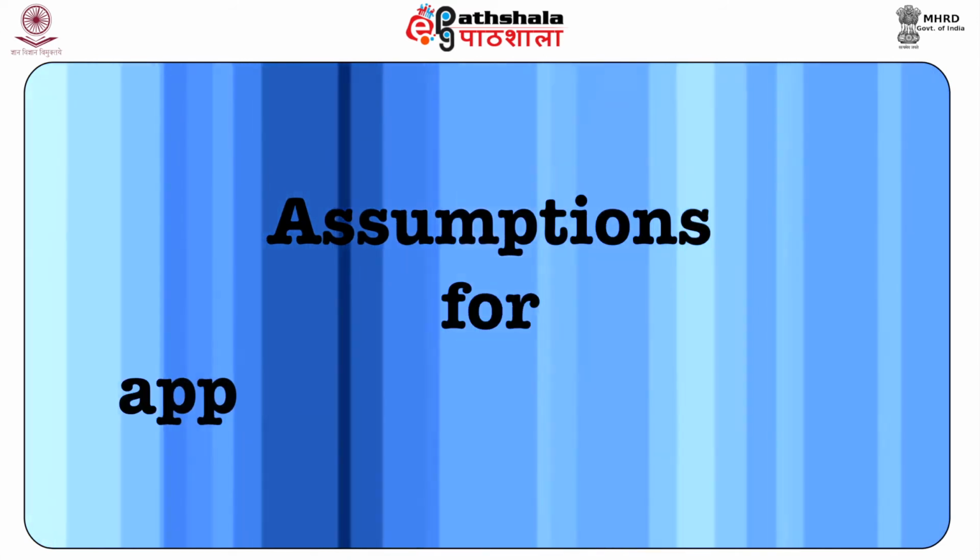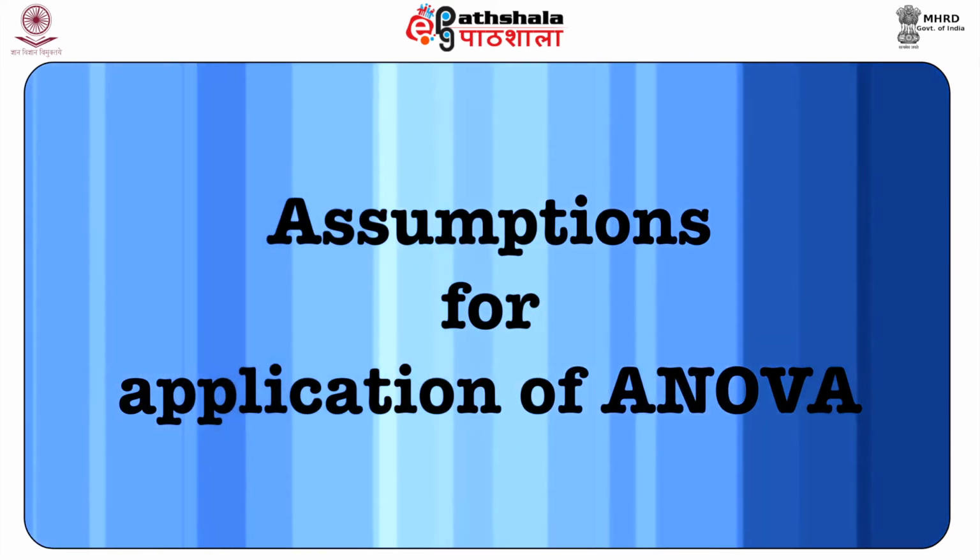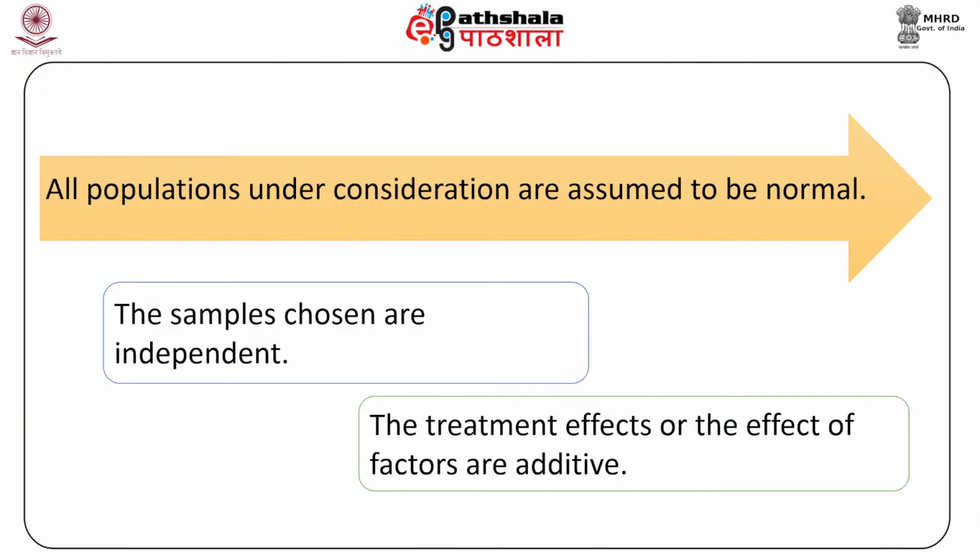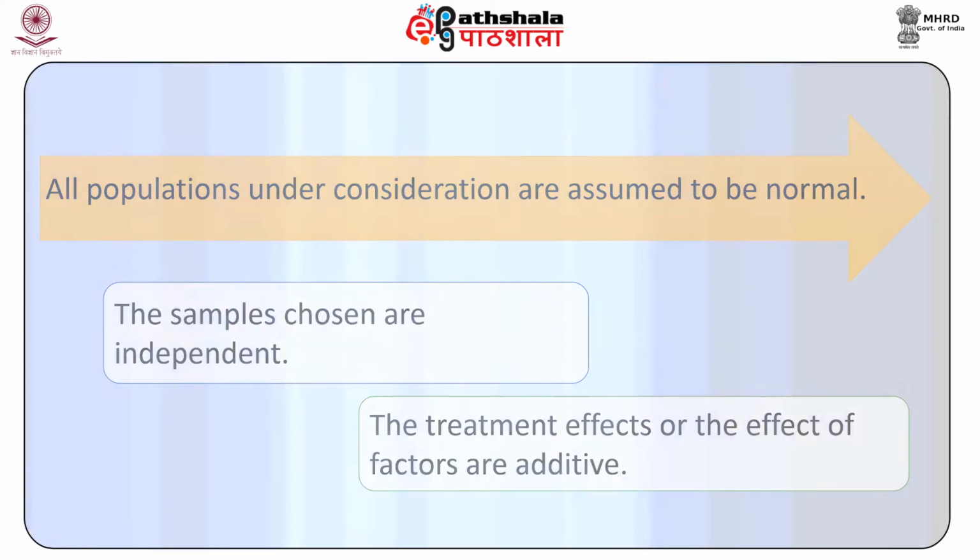Now, what are the assumptions? Are we making any assumptions for the application of this ANOVA? Let us look at some of these conditions which we are imposing. So let us understand the assumptions for the application of this ANOVA. The first assumption is that all populations under consideration are assumed to be normal. The second assumption is that the samples chosen are independent. And the third assumption is that the treatment effects, or the effects of factors, are additive.